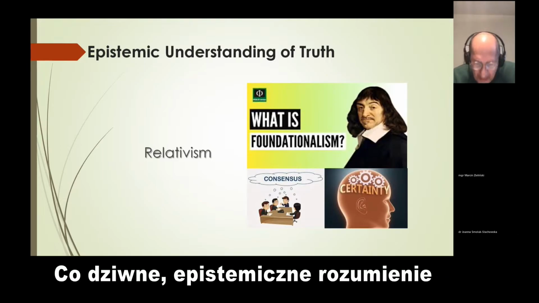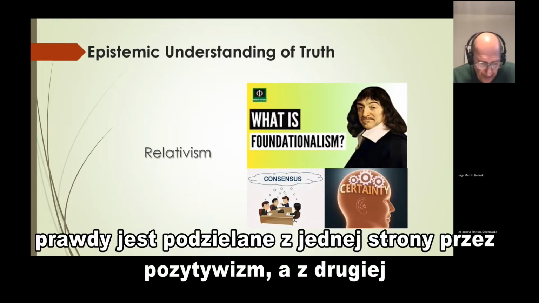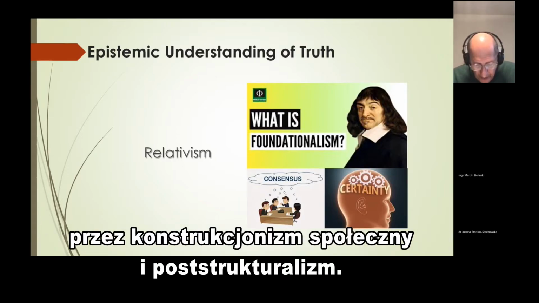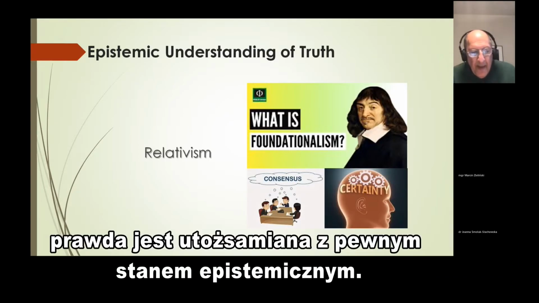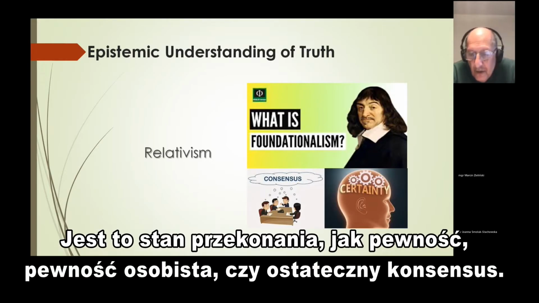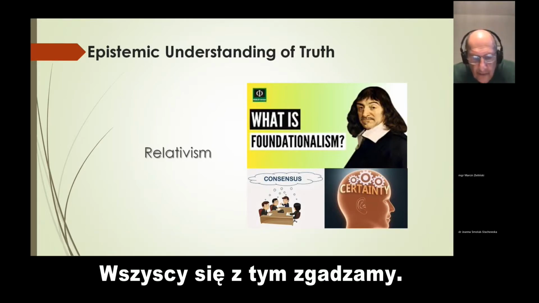Oddly enough, the epistemic understanding of truth is shared by positivism on the one side and by social constructionism and post-structuralism on the other. For the epistemic understanding of truth, truth is equated with some epistemic state. That is a state of belief, like certainty, personal certainty, or ultimate consensus. We all agree.